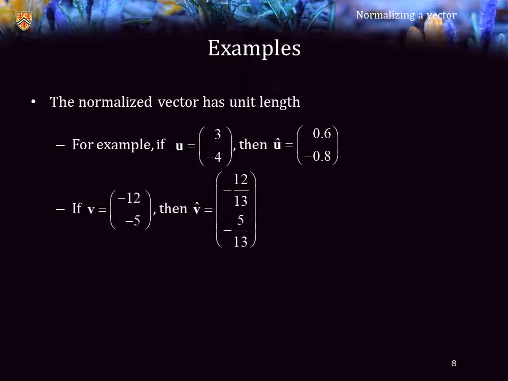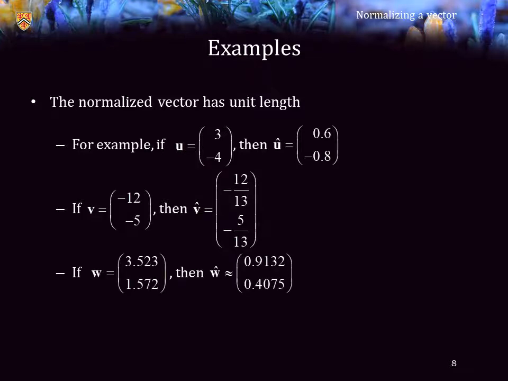If I have the vector negative 12, negative 5, well, you may remember that 12 squared plus 5 squared is 169. The square root of 169 is 13. So if we divide both entries by 13, we get the vector we see here, and that vector also has unit length. Given the vector w here, we can approximate its normalized vector by dividing both the first and second entries by the 2 norm of that vector, yielding the vector we see there. But again, this is only an approximation.